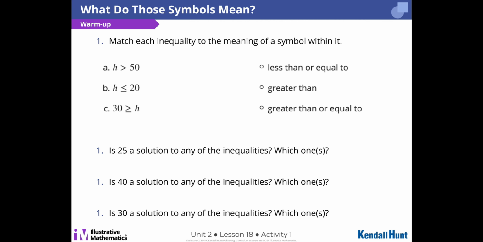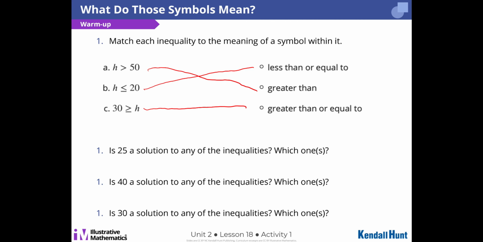So hopefully you've had time to think through your answers. The first symbol, greater than, is just the middle one. H less than or equal to 20, that's this situation here. And then greater than or equal to, that's the last one. Is 25 a solution to any of these inequalities? In other words, we're just going to plug in 25.